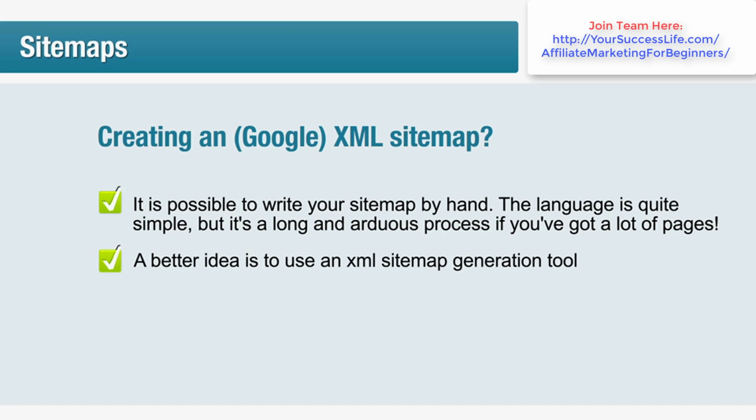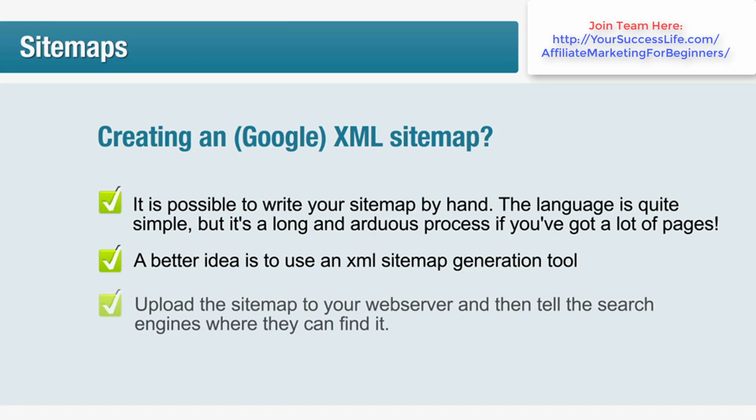A better idea is to use an XML sitemap generation tool. If you're using WordPress, Drupal, PHP or many other content management systems, there are plugins and modules that you can incorporate into your CMS to automatically generate and maintain your sitemap. There is also a plugin for Dreamweaver which you can run to generate your sitemap.